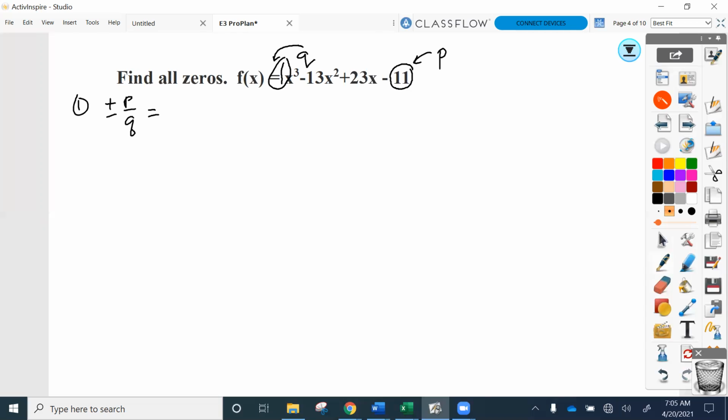Well, first of all, factors of P would be 1, just 1, right? The factors of Q would be 1 and 11. So the combinations you can get by making different fractions from the numerator and the denominator is 1 over 1, which is 1. You could have 1 over 11.